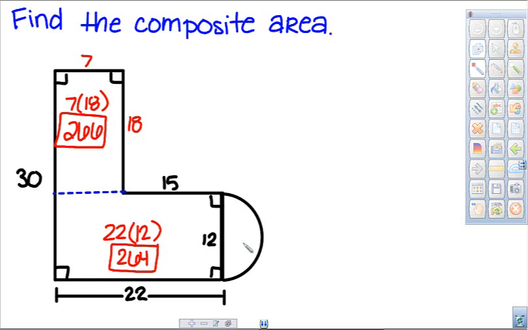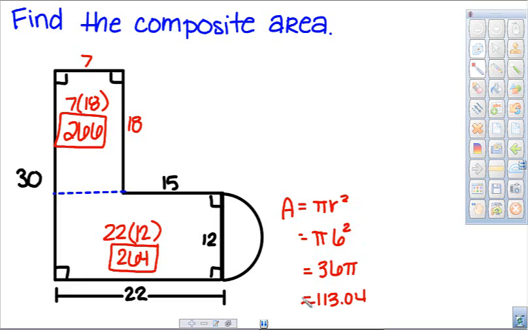Okay, and now we have a half a circle, this semicircle. Area of a circle is pi r squared. Okay, our radius, if the entire length across, which is the diameter, is 12, the radius must be 6. So our area is 36 pi. Or if you were actually going to get a decimal for that, then you would round it to 113.04. That's an approximate.